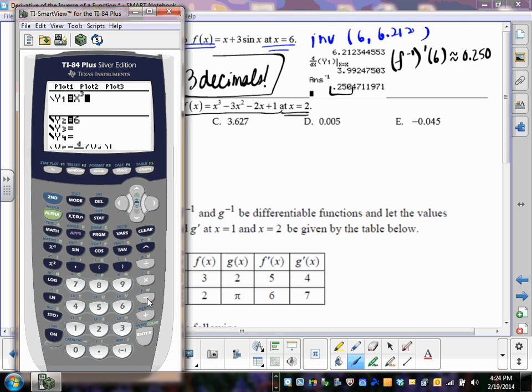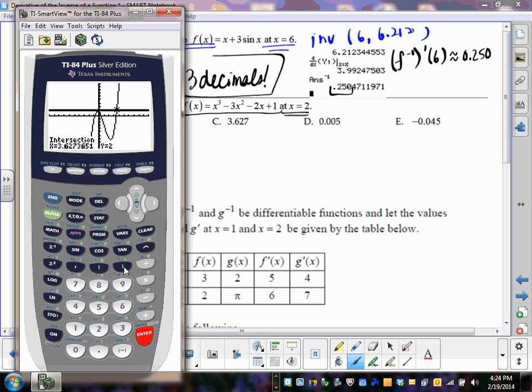We find the intersection. It's 6.212. So the original curve has 6.212 as the x, and the y value is 6, so the inverse switches. So I'm going to quit and make sure my correct x is still stored.